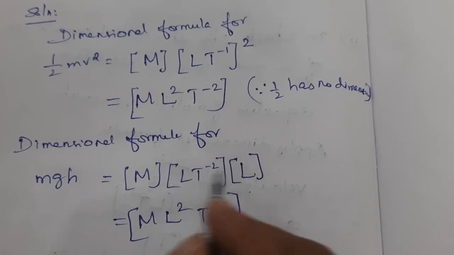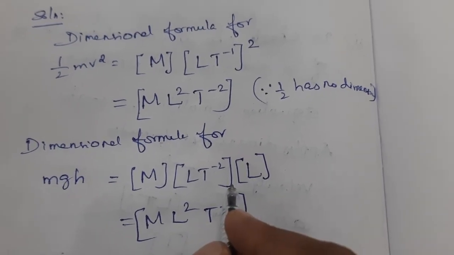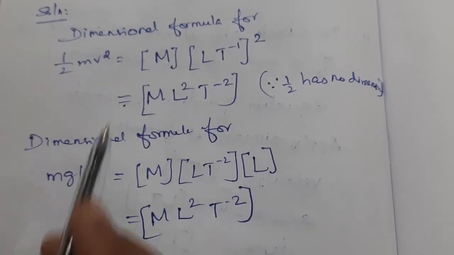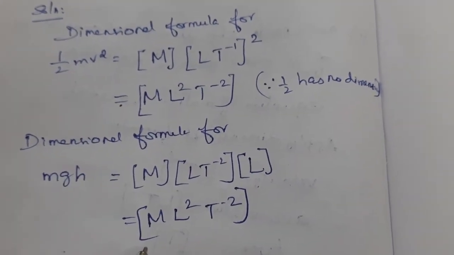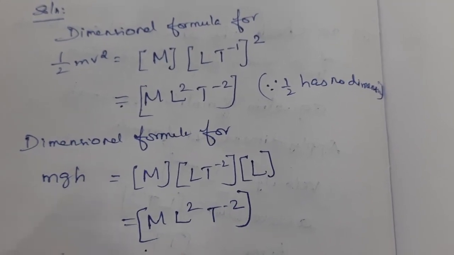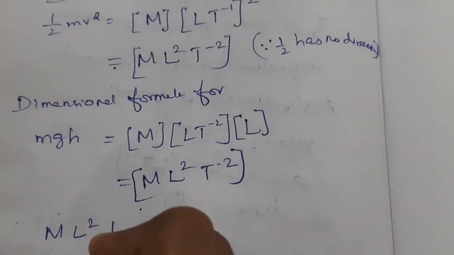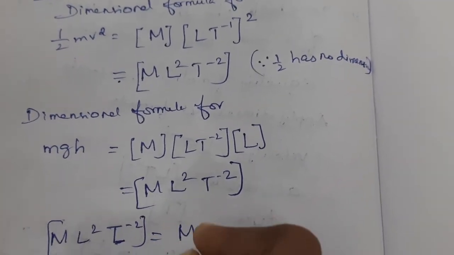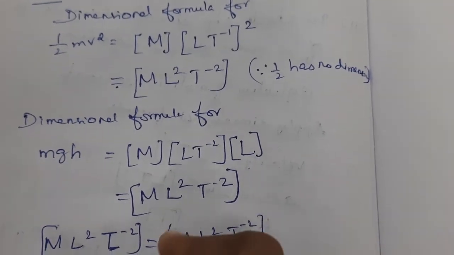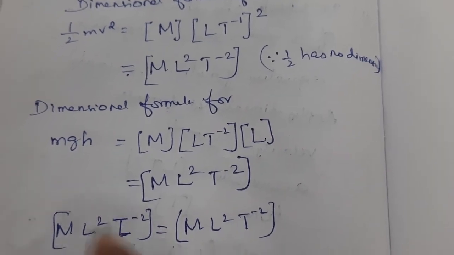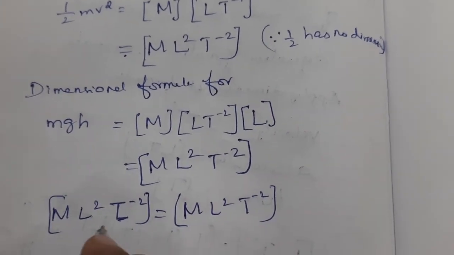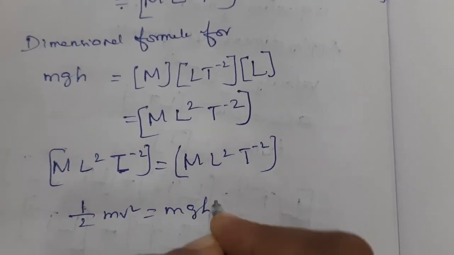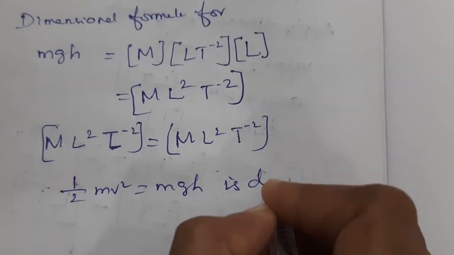Quantities of the same dimensions only can be added. Now check this. This is left hand side. This is right hand side. So both are dimensionally correct. M L square T raised to minus 2 is equal to M L square T raised to minus 2. So both sides are dimensionally the same. Hence the equation half mv square equal to mgh is dimensionally correct.